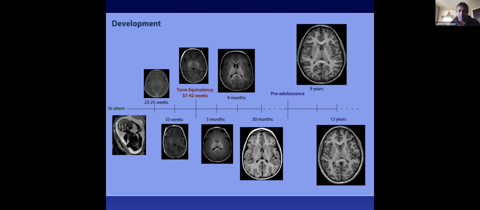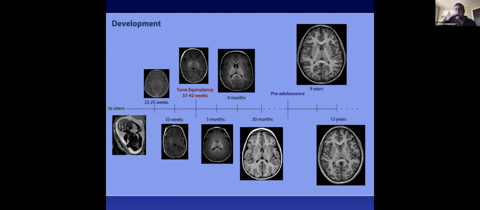Fetal imaging itself, as you see here, has its own challenges because of the fetal motion and the limit of tissue contrast that we can extrapolate from the fetal brain. And then as you go through the first month of life, there's rapid development of multiple brain metrics, including myelination, which also raise lots of technical challenges for us from a quantitative aspect, but also on the acquisition side.